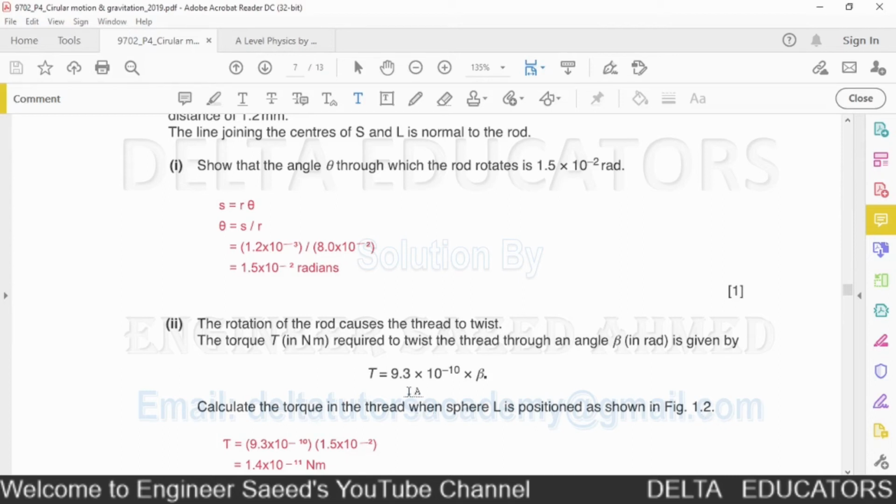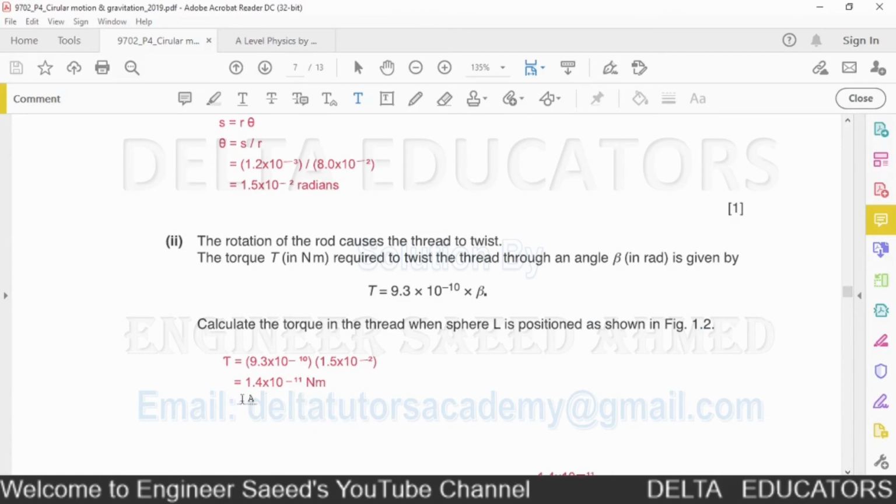Now torque is given here as 9.3 into 10 power minus 10 multiplied by beta, where this beta is for angle, and the angle we have calculated in the previous part, it is 1.5 into 10 power minus 2 radian. So the value of torque will be equal to 9.3 into 10 power minus 10 multiplied by angle beta, that is 1.5 into 10 power minus 2. So we will get the answer, torque is equal to 1.4 into 10 power minus 11 Newton meters. Now next part.